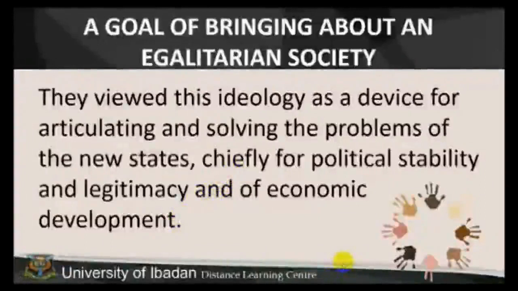The ideology was also seen as a means of asserting non-alignment in the struggle between two world ideological blocs, the Western capitalism versus Marxist, that is, socialism.